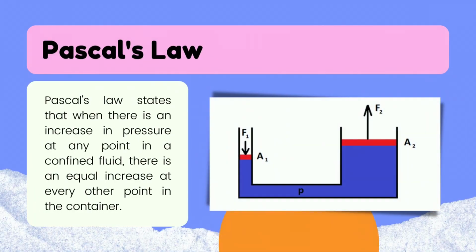First, I will explain Pascal's law. Pascal's law states that when there is an increase in pressure at any point in a confined fluid, there is an equal increase at every other point in the container. As you can see in the picture, if F is the magnitude of the normal force on the piston and A is the surface area of the piston, then the pressure P of the fluid is the ratio of force to area: P equals F over A.